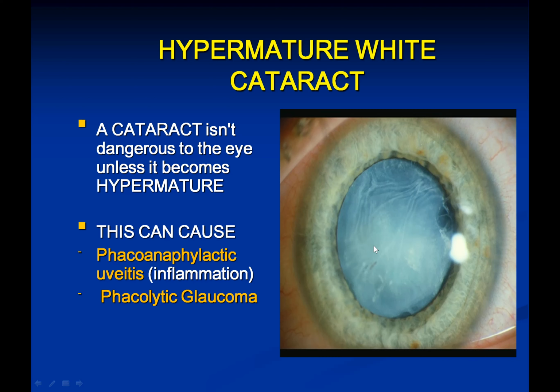What I told earlier in white mature cataract, that was phacomorphic because morphologically the lens was pushing the iris forward. Here it is phacolytic because there is lysis of the lens proteins, and these proteins are blocking the angle and causing phacolytic glaucoma. So there are two complications of hypermature white cataract. One, phacoanaphylactic or phacogenic uveitis. Number two, phacolytic glaucoma. So you should remember it, because this will be asked in the examination, and these complications have to be managed before surgery.